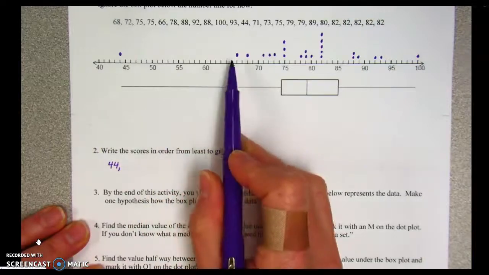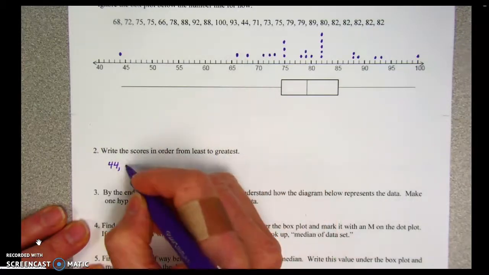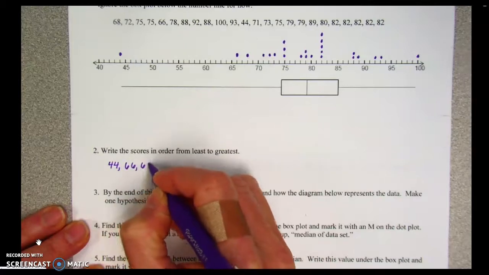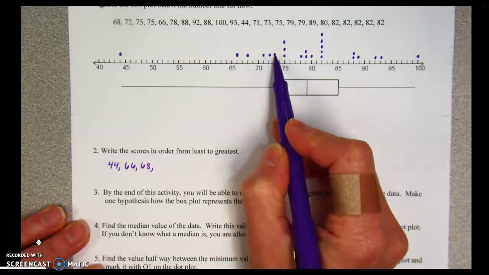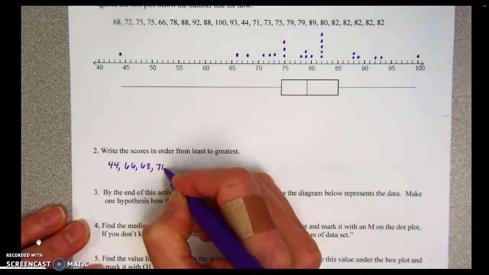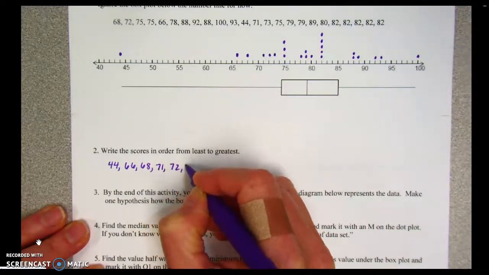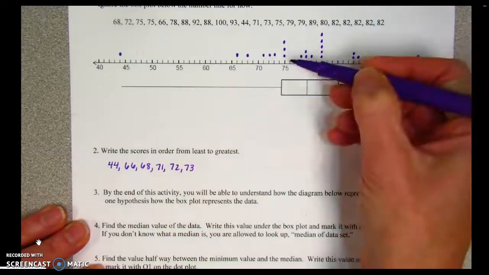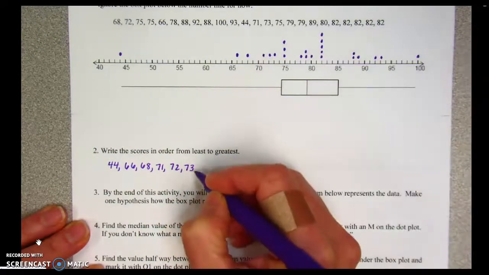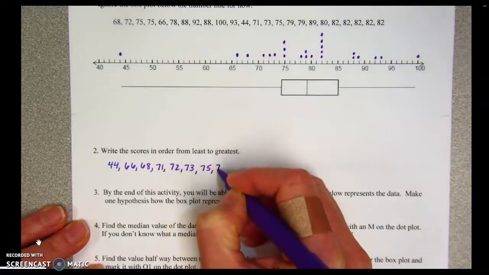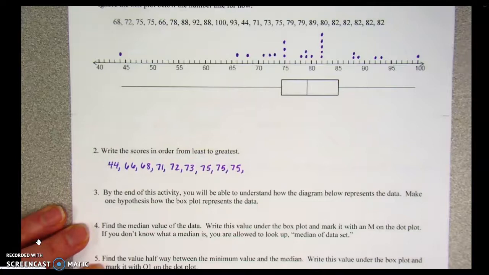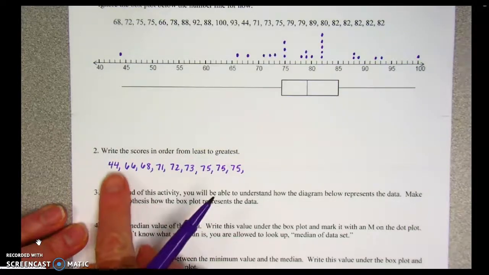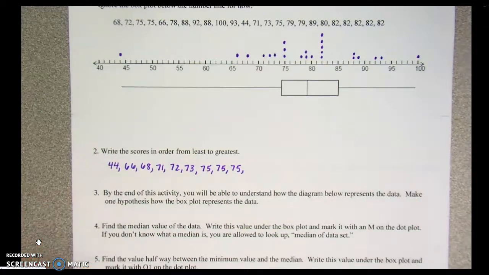And then the next score up from there is 66 and then 68. And then the next scores up from there, 71, 72, 73. And then there are three scores of 75, and I have to list them all. What I want you to do right now is to pause the video and continue to write out all of the numbers from least to greatest.